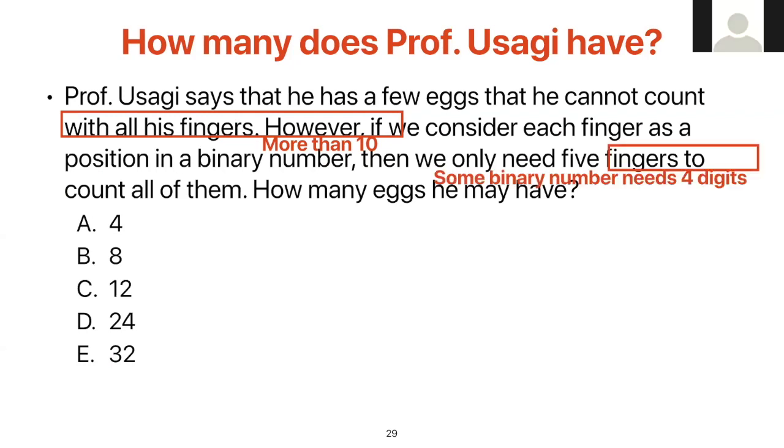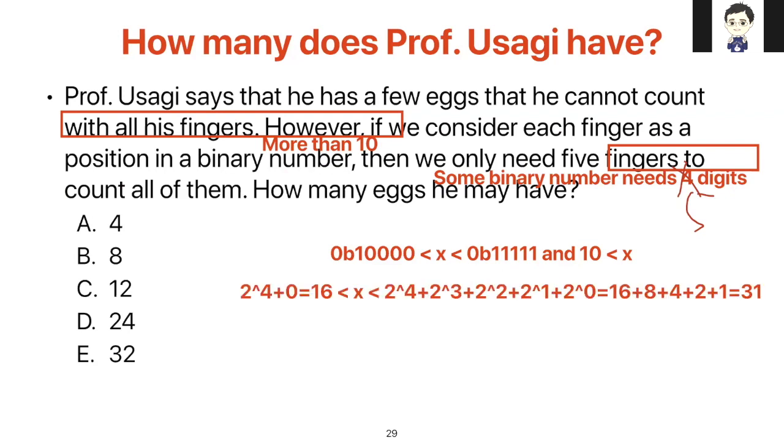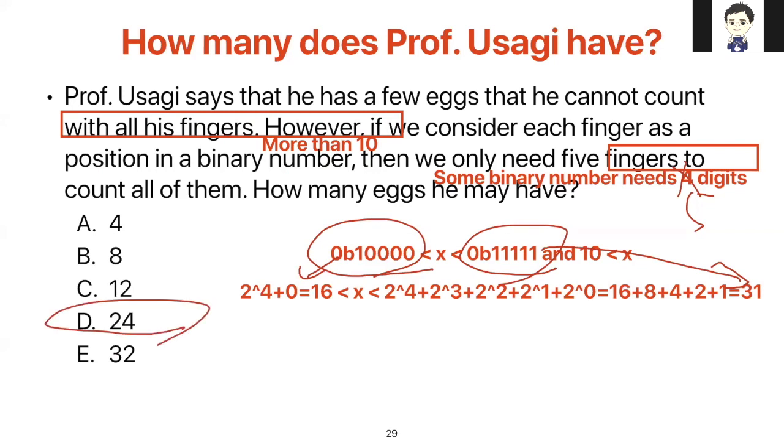But the thing is that the binary needs 5 fingers, five digits. So this is 5. What we really have is a number that is above this but below this. If you convert this to decimal, it is actually 16, and this is actually 31. So the x is between 16 and 31. So the only valid answer is 24 here.